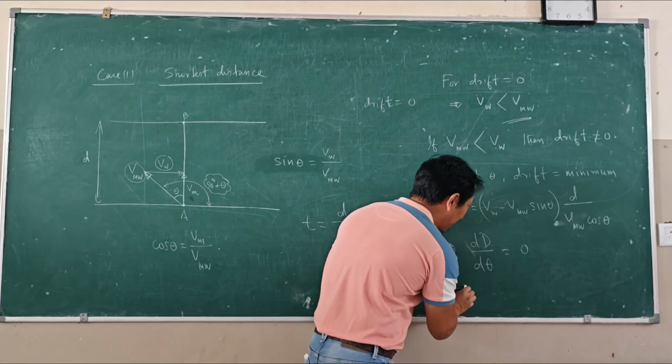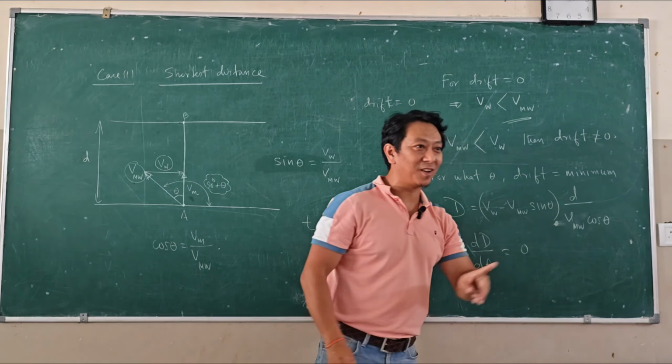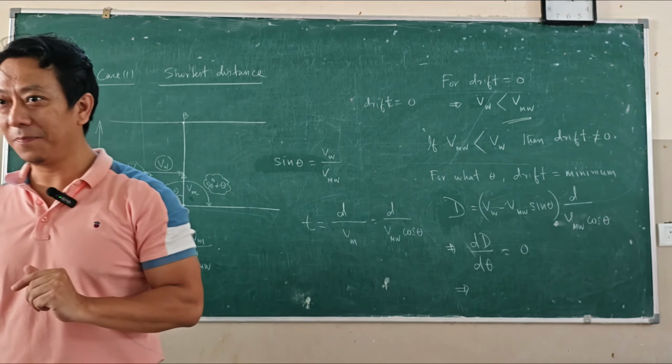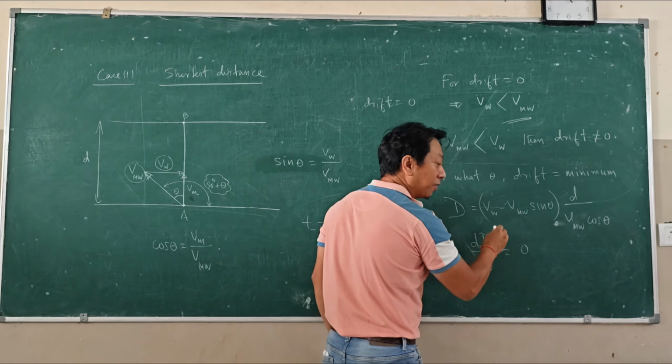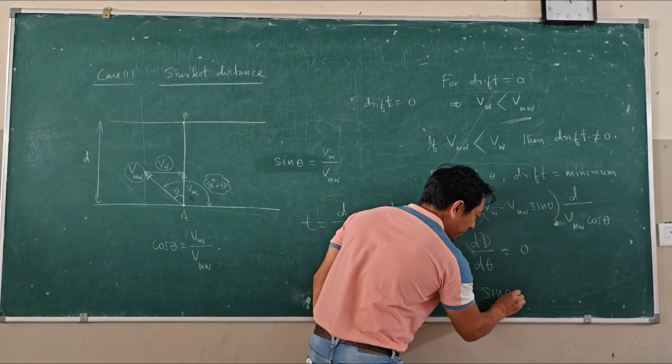So here you will get what? Theta is in numerator and denominator. So what formula do you have to use? U by V, ratio formula. Solve it. I will not solve it, obviously. If you solve, you will get sine theta equals to.